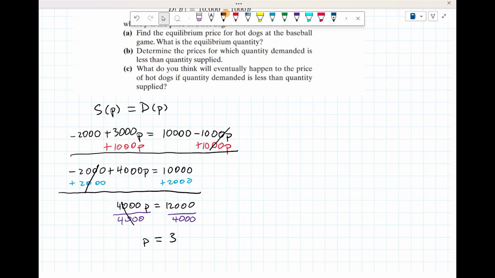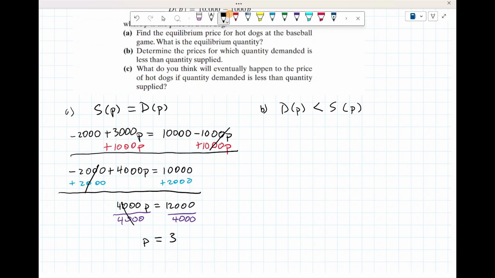All right, next, determine the prices for which the quantity demanded is less than the quantity supplied. So that means we want the quantity demanded, that's D of P. So again, this was part A. Let's do part B. So D of P, when is that less than the quantity supplied, which is S of P? In other words, if the price is maybe too high, when would the demand for hot dogs be less than the supply? In other words, at the end of the day, you have extra hot dogs that you did not sell.